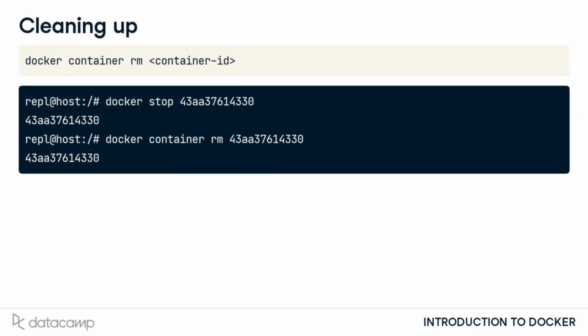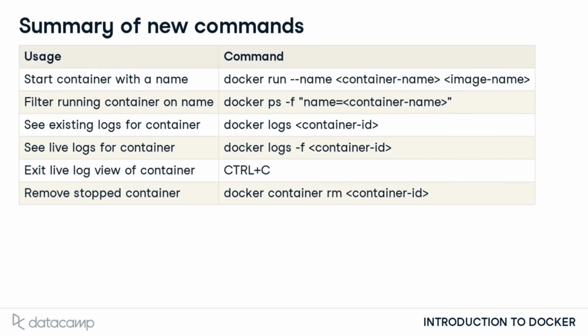Previously, we learned how to stop containers. However, a stopped container is not fully gone. The stopped container still exists and is occupying some space on our hard drive. To fully remove an already stopped container, for example, because we want to reuse its name, we use docker container rm followed by the container ID to remove the container. Here is a summary of the new commands we just saw that you can refer back to when completing the exercises.